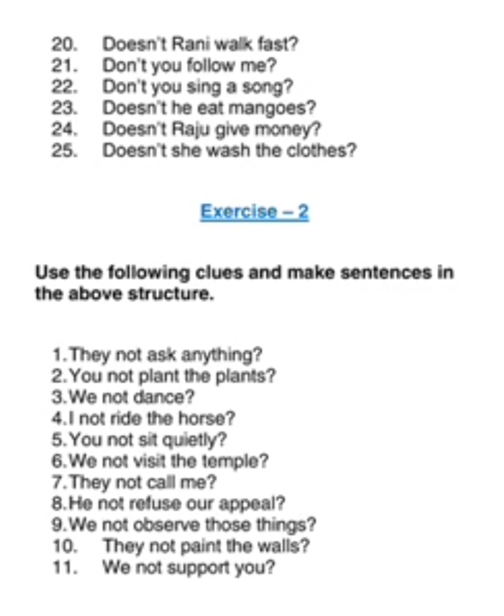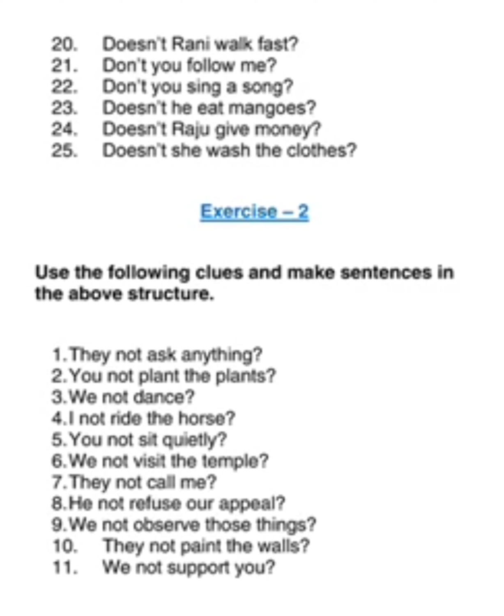Third one, we not dance, question mark. So the question becomes, with we you have do plus not is don't. Don't we dance? Fourth one, I not ride the horse. Don't I ride the horse? Because with I you get don't. Fifth one, you not sit quietly. Don't you sit quietly? Sixth one, we not visit the temple. Don't we visit the temple? Seventh one, they not call me. Don't they call me?